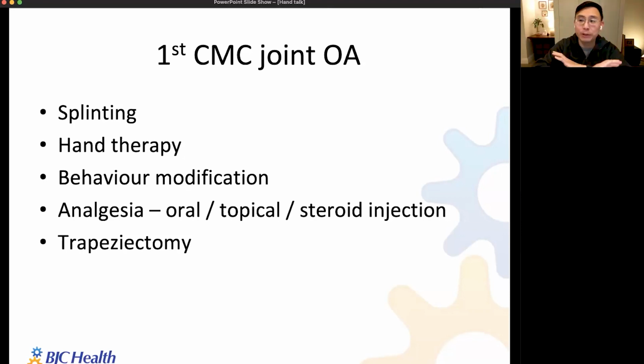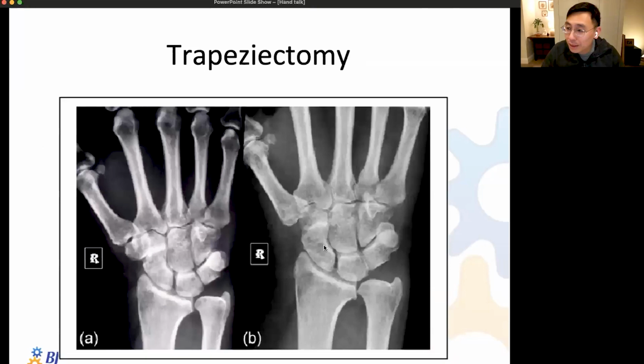And lastly, if nothing worked, then we send the person to a hand surgeon to remove that little bone, the trapezium bone. The procedure is called trapeziectomy. So I might pause here and ask Michele to take over to talk about management. Let me jump out of share screen.